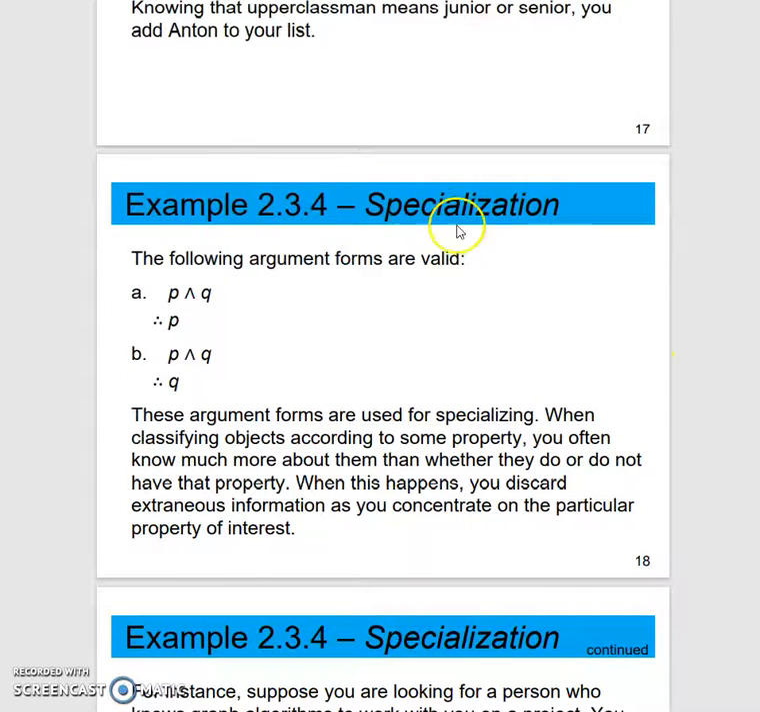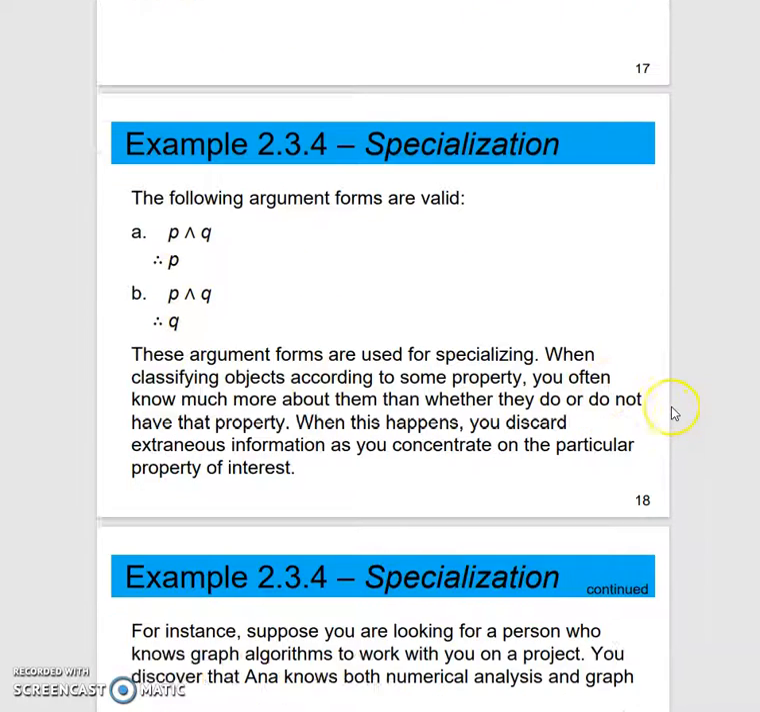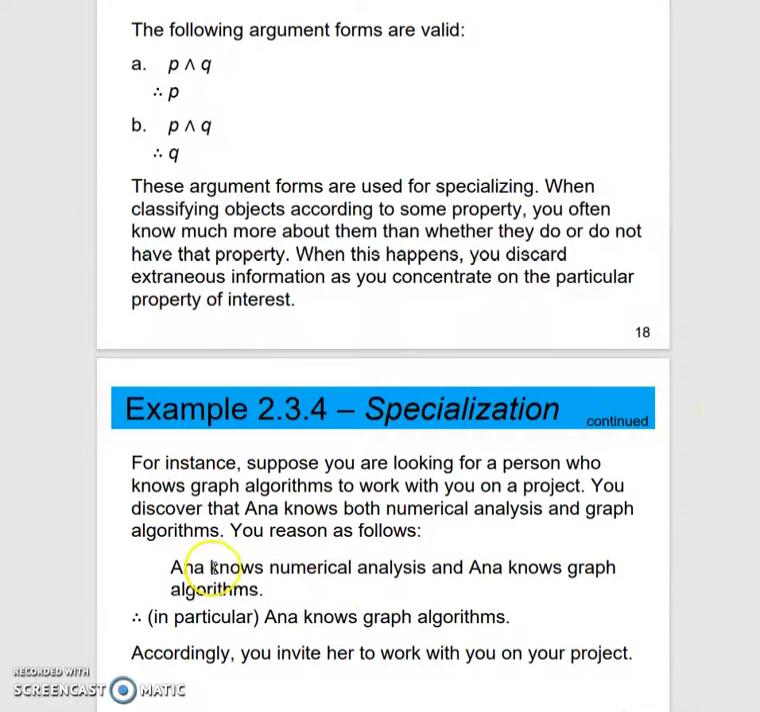We are describing the next type as specialization. Here I've got the and. So if I have the and, I have both of them individually. So I'd have both the P and, as it turns out, the Q. And an example of that, Anna knows numerical analysis and Anna knows graph algorithms. That means Anna knows graph algorithms. We will sometimes use that phrase in particular because presumably that's the part of the argument that we actually care about.